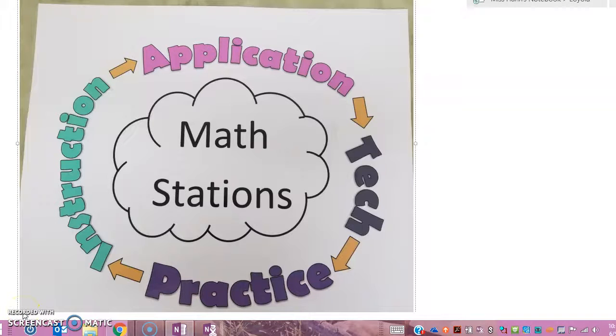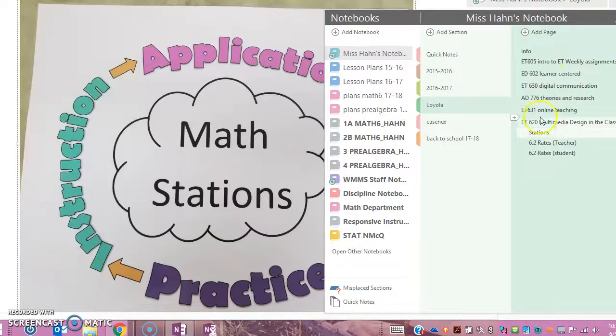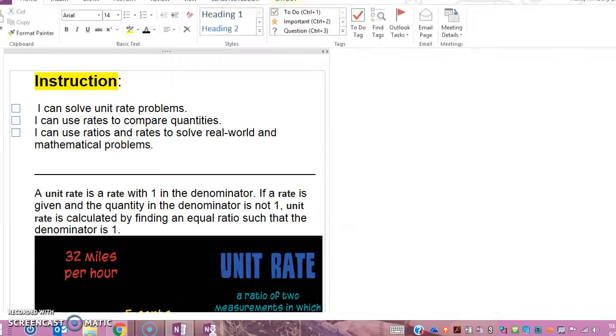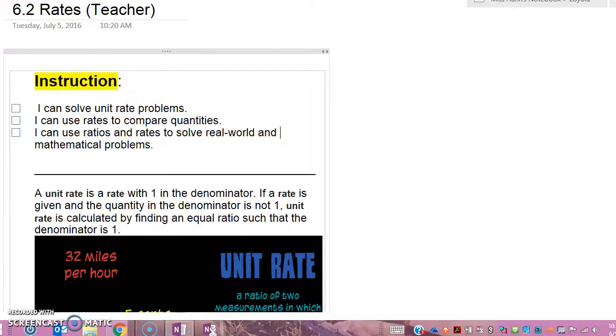In my lesson, I am going to have 4 stations. The 4 stations include instruction, application, tech, and practice. They will rotate throughout all 4 stations throughout the class, about 20 minutes each. Each student will be given a OneNote page, which looks a little bit like this.